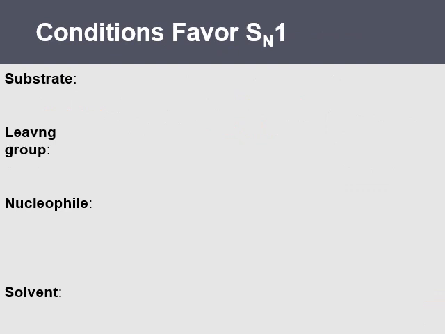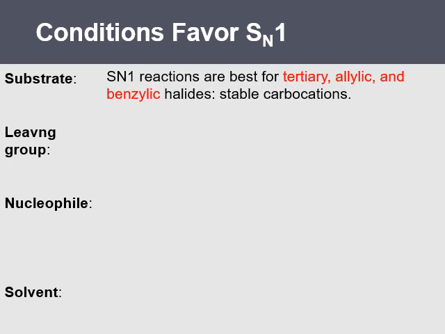In an SN1 reaction, the first step is the carbon-halide bond breaking and forming a carbocation. So the stability of the carbocation is very important. The more stable the carbocation, the faster the reaction goes. And that requires tertiary, allylic, and benzylic halides. Okay, these form stable carbocations.